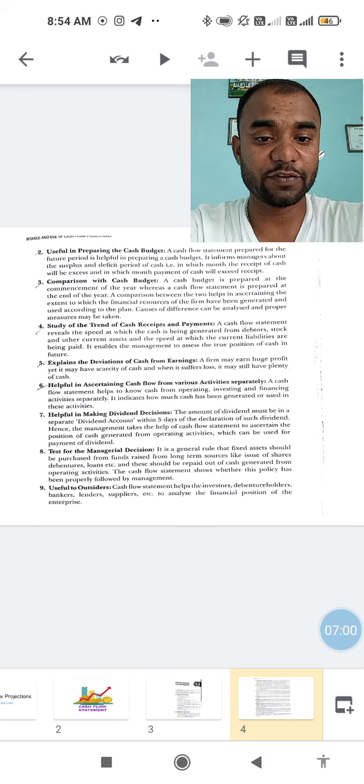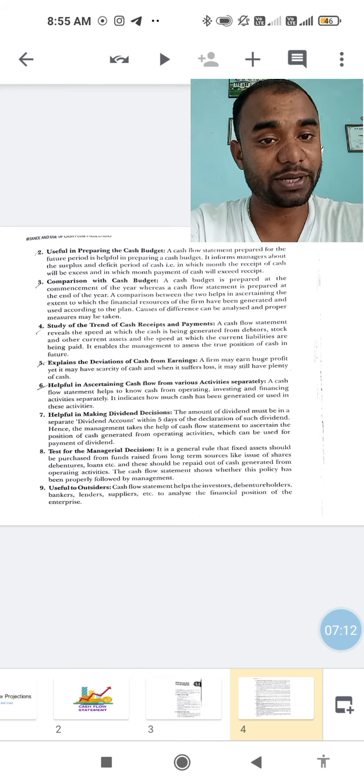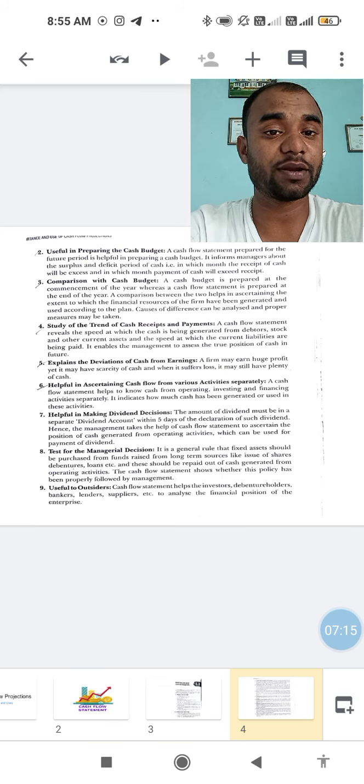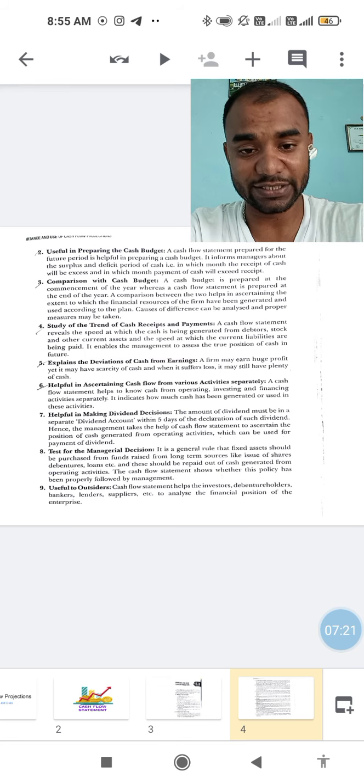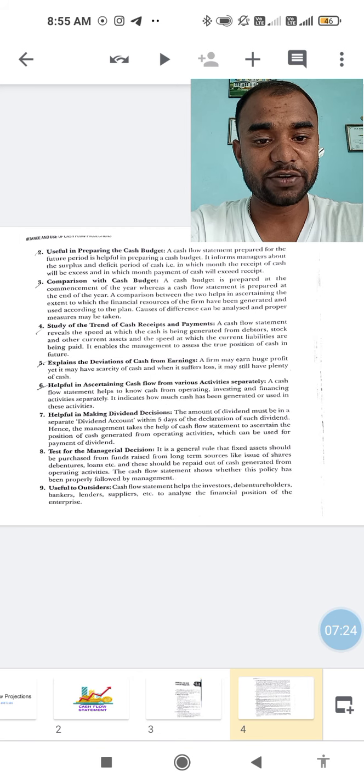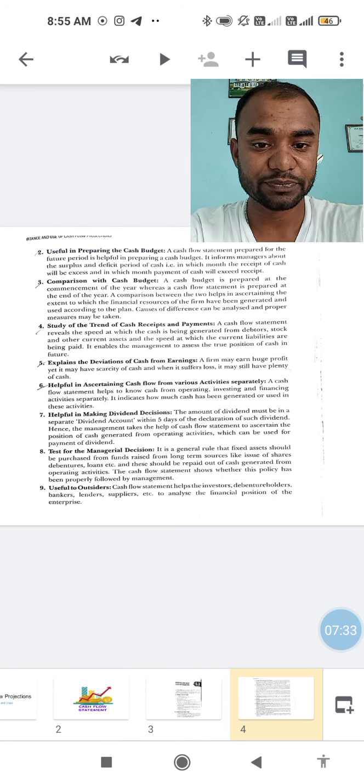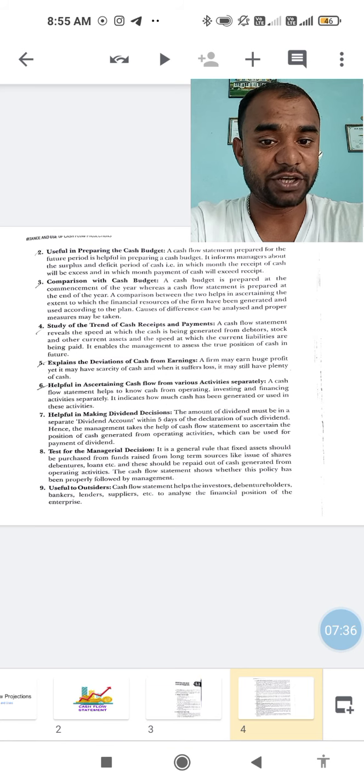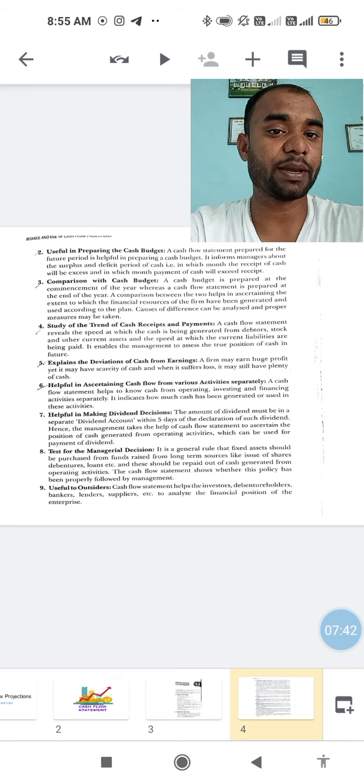Now here, the amount of dividend must be kept in a separate dividend account within 5 days of the declaration of such dividend. Hence, management takes the help of the cash flow statement to ascertain the position of cash generated from operating activities, which can be used for payment of dividend. That's it. Now next comes a test for managerial decisions. Management takes decisions that are called managerial decisions. It is a general rule that fixed assets should be purchased from funds raised from long-term sources like issue of shares, debentures, loans, etc. And these should be repaid out of cash generated from the operating activities. So the cash flow statement shows whether this policy has been properly followed by management or not.